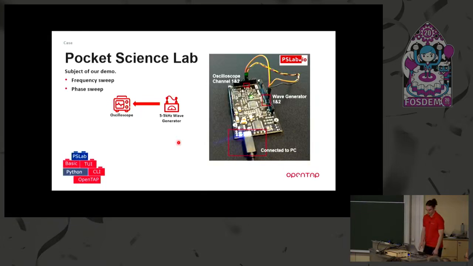And so what we are going to do is, well, I forgot to find the thing actually. Okay, so what we'll do is connect the wave generator to the oscilloscope, channel 1 and channel 2, and then connect it to the PC. And then we'll try to do a frequency sweep and a phase sweep on the wave generator and see what happens.